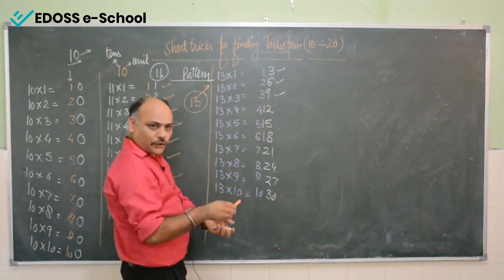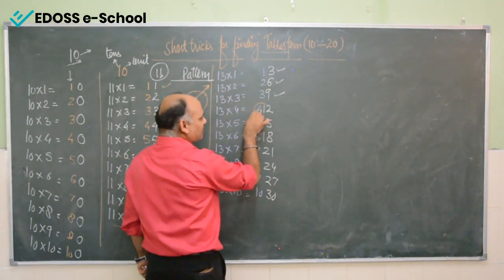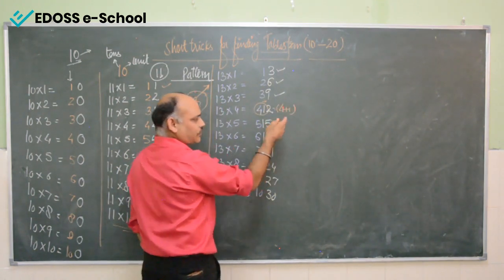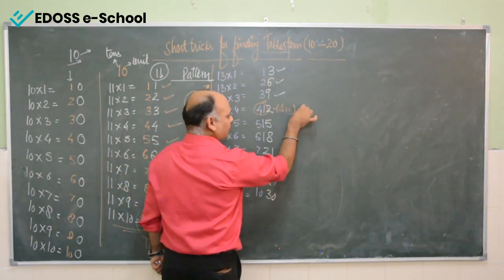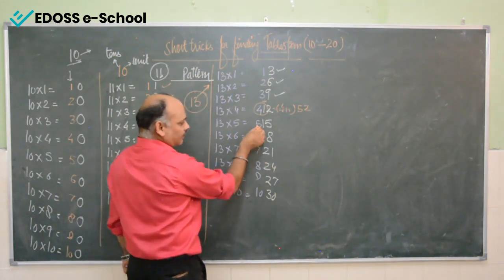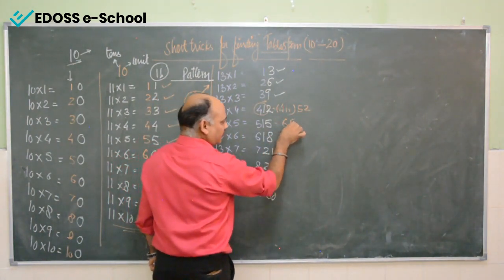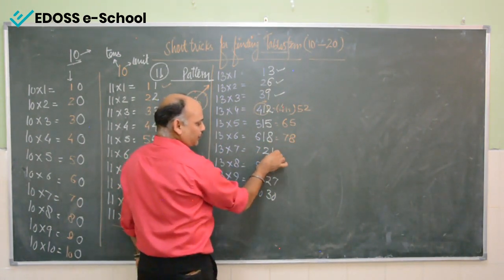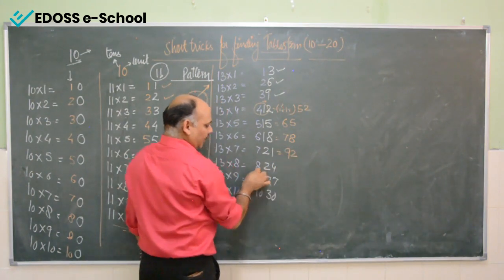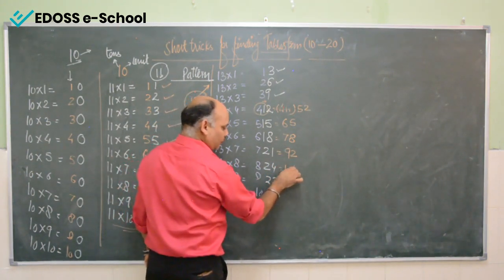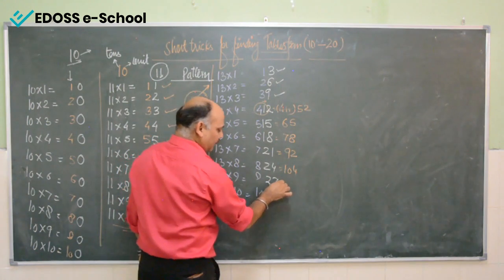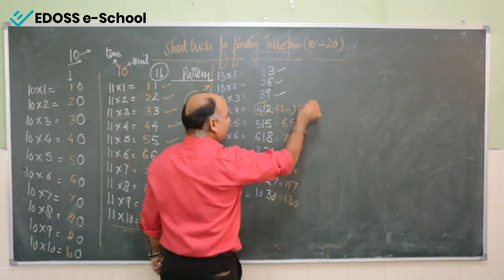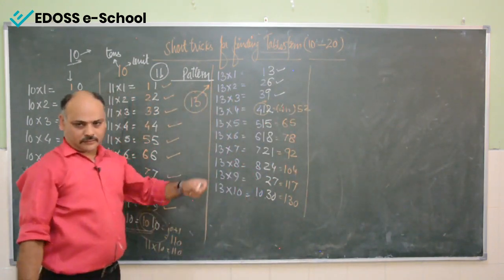Then what you have to do is follow a pattern. You have to add these 2 digits, meaning you write 4 plus 1 equals 5, then 5 and 2, that is 52. Similarly, 5 plus 1, 6, 65; 6 plus 1, 7, 78; 7 plus 2 equals 9, 91 2; 8 plus 2 equals 10, 104; 9 plus 2, 11, 117; and 10 plus 3 equals 13, 130. This is the table for 13.